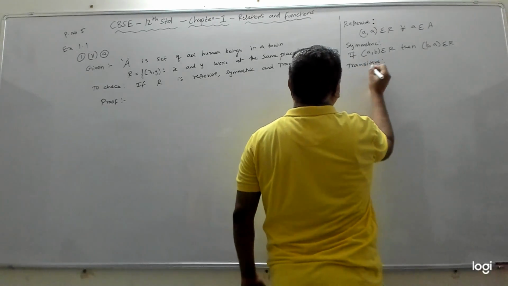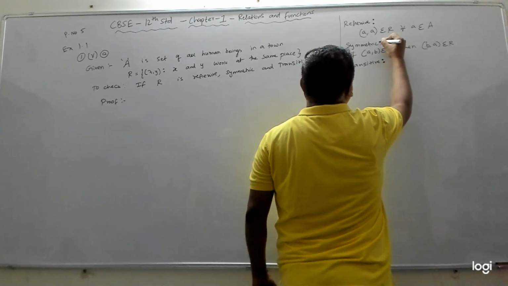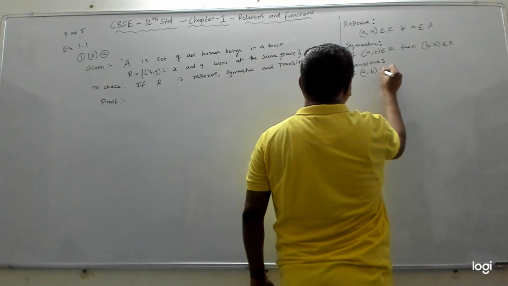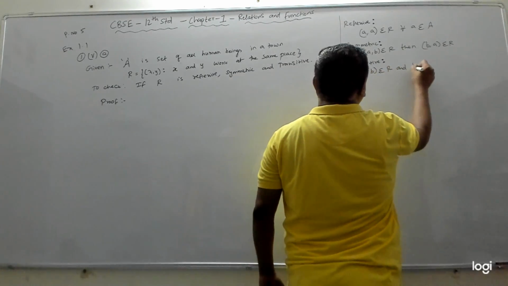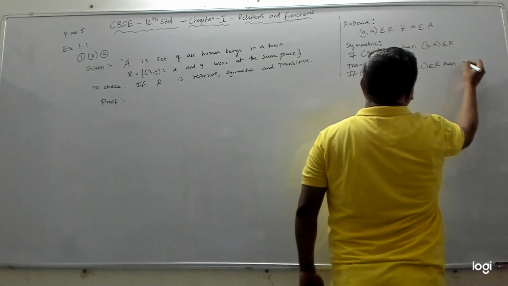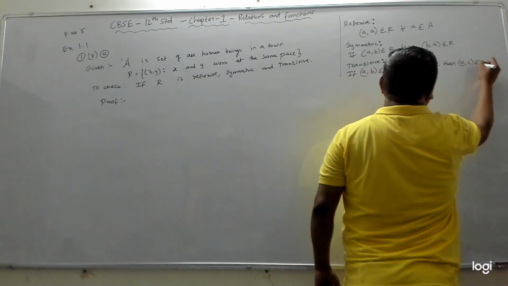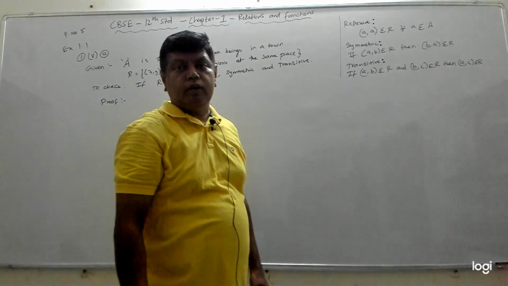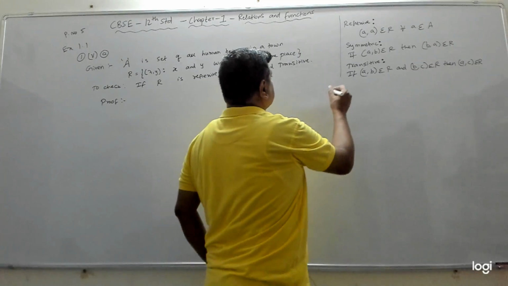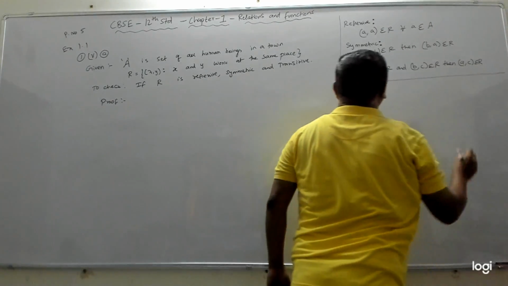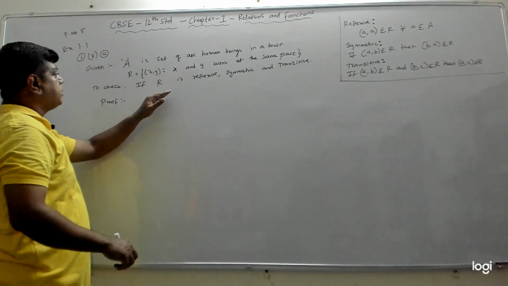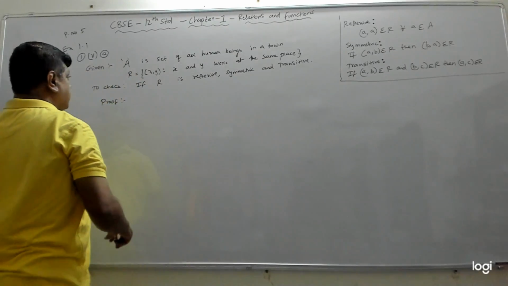Transitive, how do we prove? If A comma B belongs to R and B comma C belongs to R, then A comma C should belong to R. Right? Then A comma C should belong to R. Then we call such a relation a transitive relation. Now let's go to the proof for reflexive. We'll check whether it is reflexive.